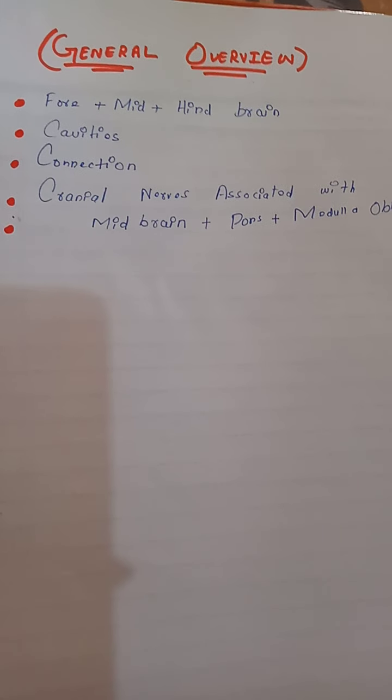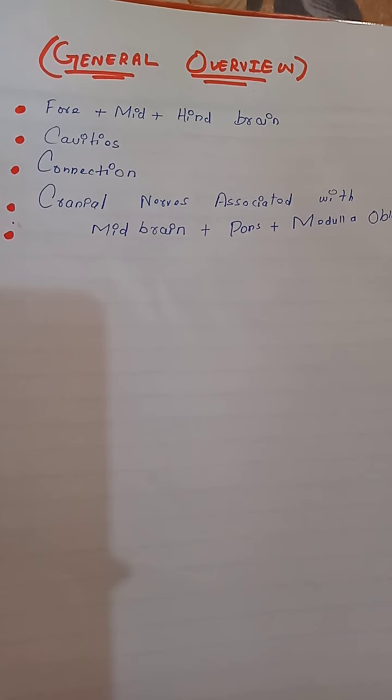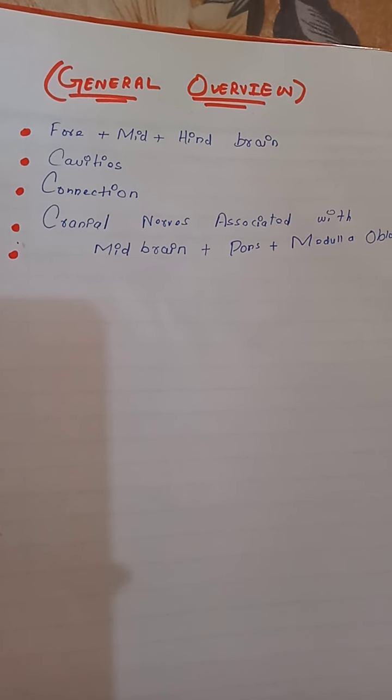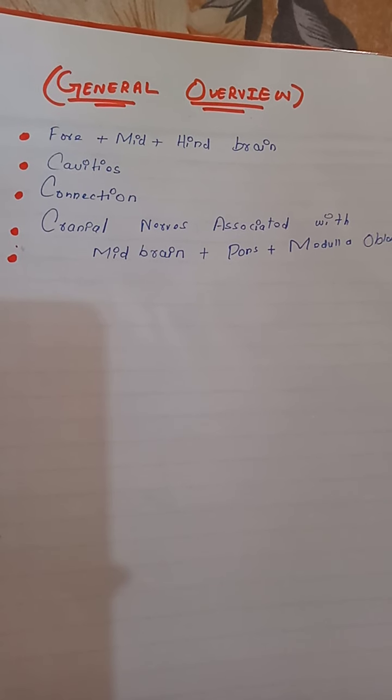Assalamu alaikum. So today we will have the general overview of the forebrain, midbrain and hindbrain formation, the cavities of the forebrain, midbrain and hindbrain, the connection between the cavities, and the cranial nerves which are associated with the brainstem, or with the midbrain, pons and medulla oblongata.